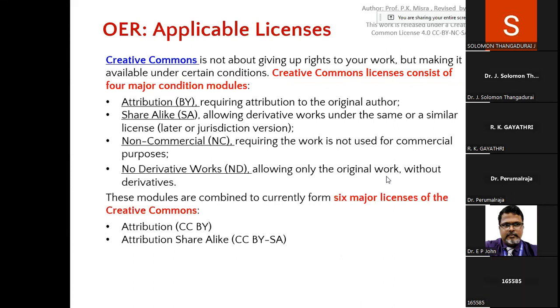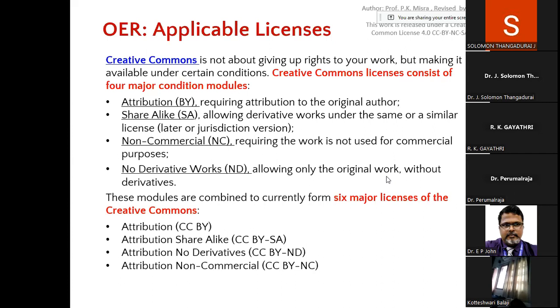The second one is attribution share alike, CC BY-SA, where you are allowed to share alike. Here also they do not discuss anything about the non-commercial or non-derivative aspect, so it's not much different. The third one is CC BY-ND, no derivatives, which means you need to give attribution and no derivatives are allowed. So you can use only the same material as it is.